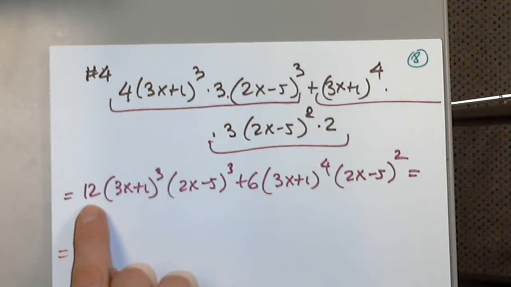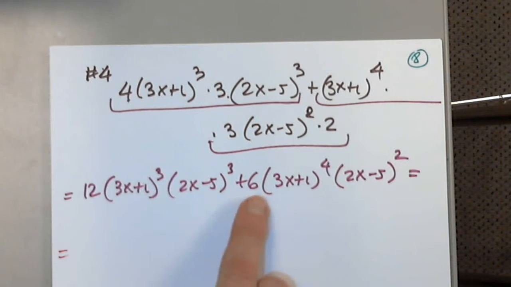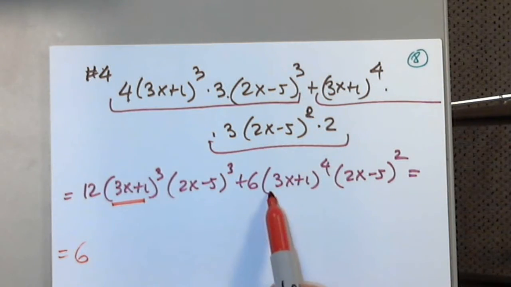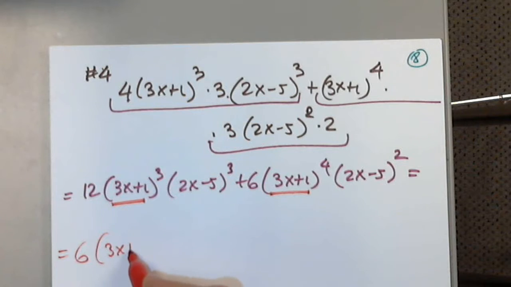First of all, we start outside. I see a 12 and I see a 6. So the common factor is 6. Awesome. Then I see a 3x plus 1 in both. So I will choose 3x plus 1.